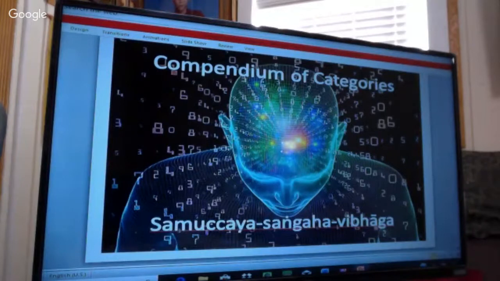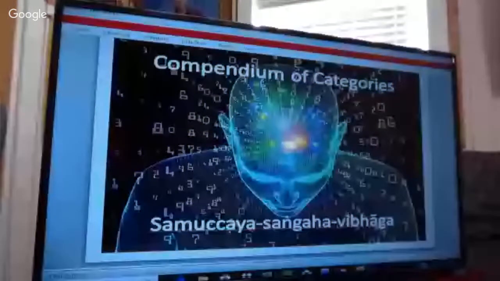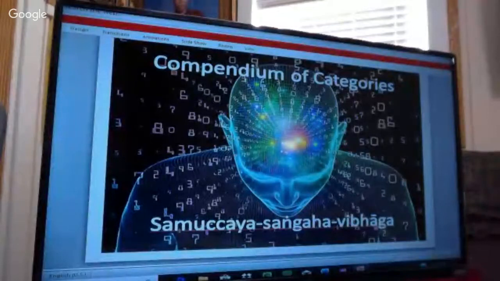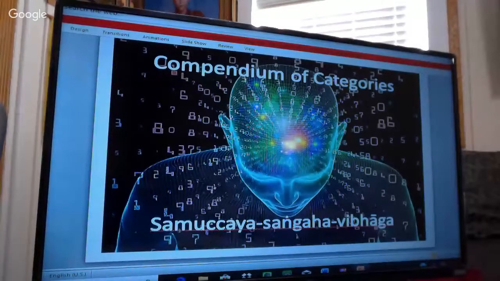This is chapter 7 in the Manual of Abhidhamma. There are 9 chapters altogether in the Manual of Abhidhamma. Right now we are on chapter 7, so chapter 8 and chapter 9, two chapters, are left to finish the Abhidhamma. It takes long, very long. First we need to learn this chapter 7, Samuccaya Sangha.